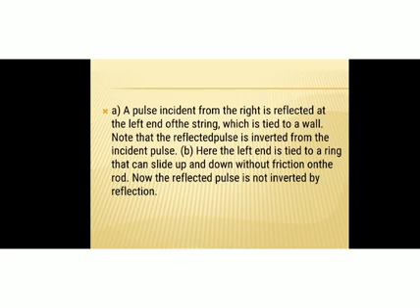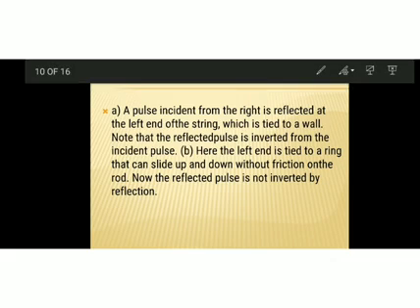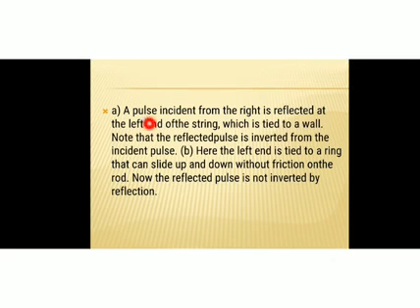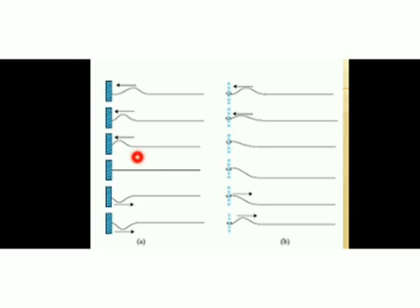Okay, so that is written here. A pulse incident from the right is reflected at the left end of the string, which is tied to a wall. And note that the reflected pulse is inverted from the incident pulse. See here, this was the incident pulse and this is the reflected pulse. Both are inverted with respect to each other in the case of a rigid boundary.